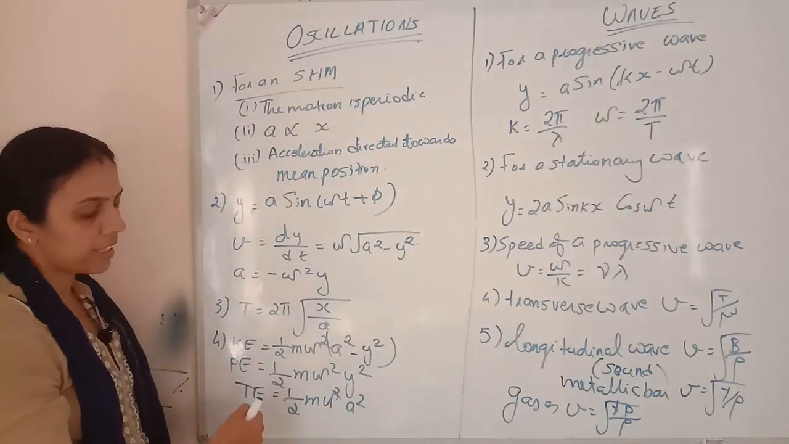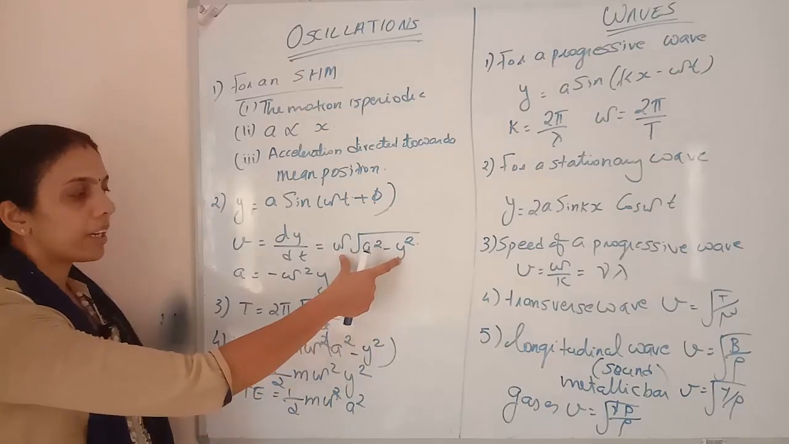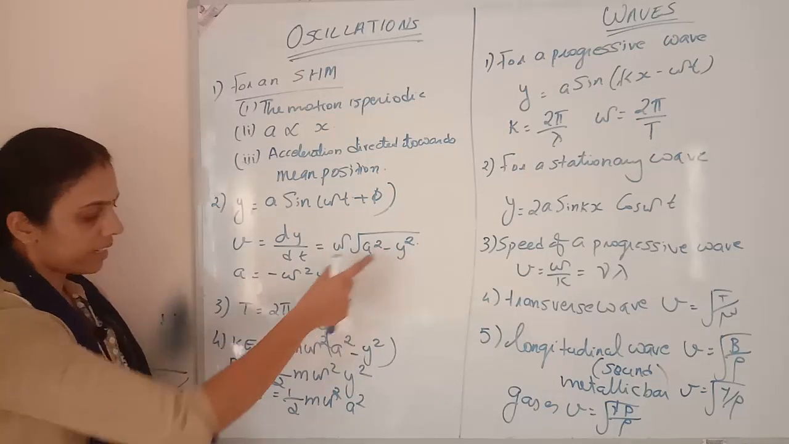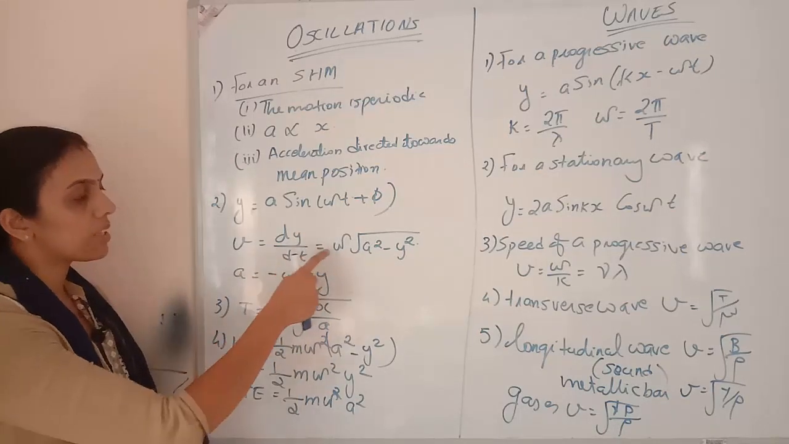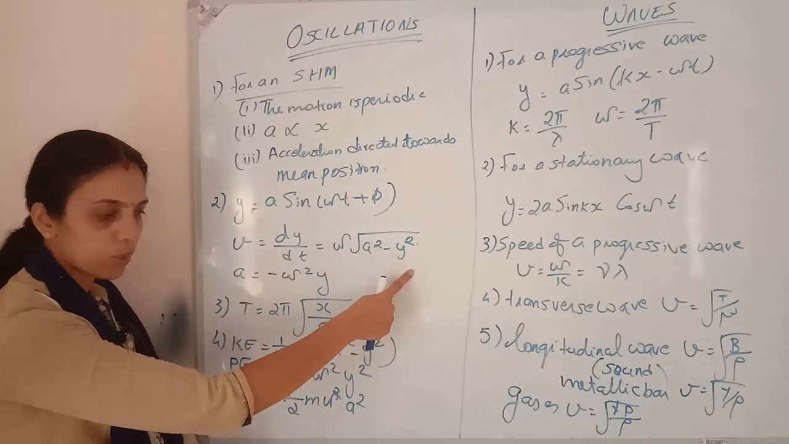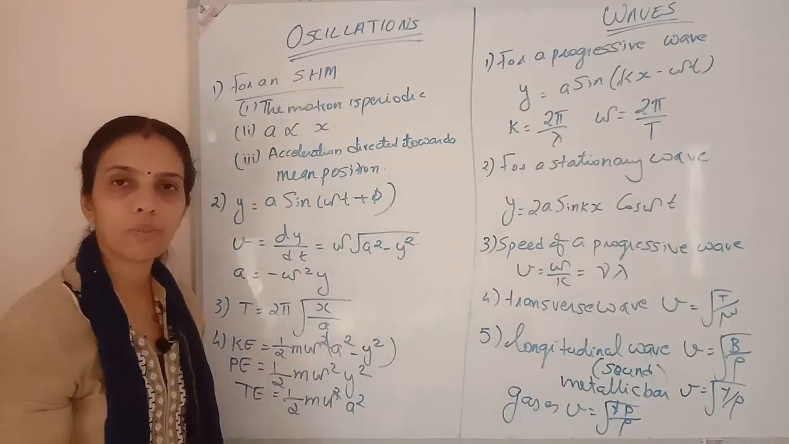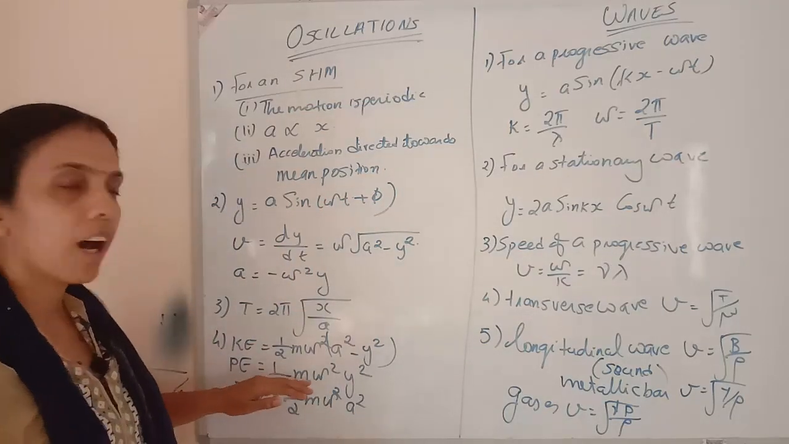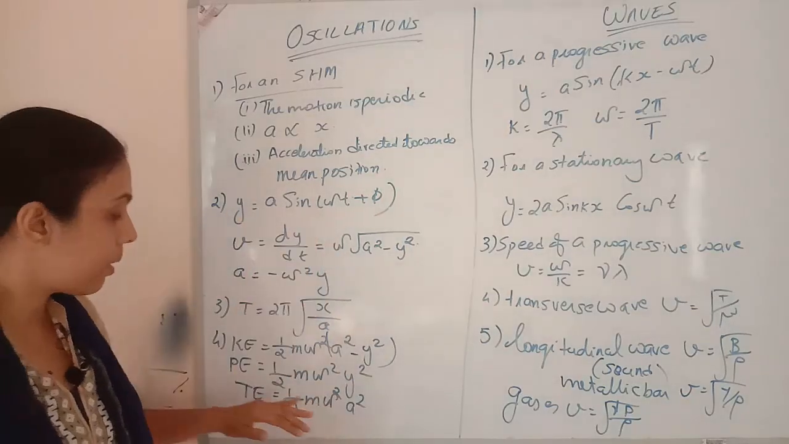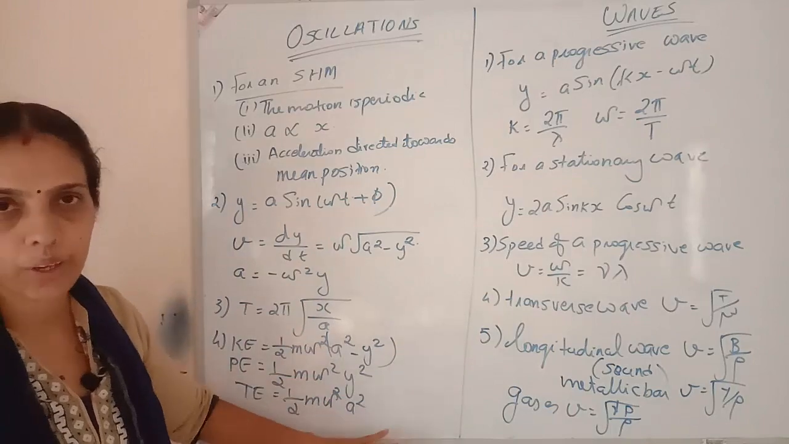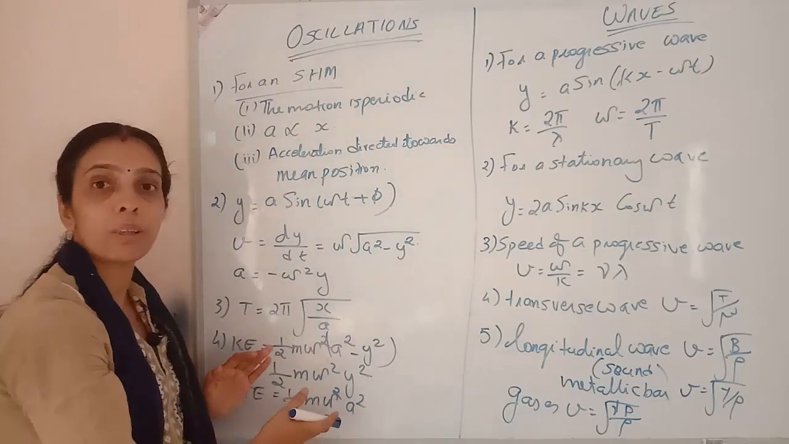Kinetic energy, potential energy and total energy. Kinetic energy is half m v square. What is v? Omega into root of a square minus y square, right? So here we can write it as half m omega square (a square minus y square). Potential energy is half m omega square y square, and total energy will be half m omega square a square.